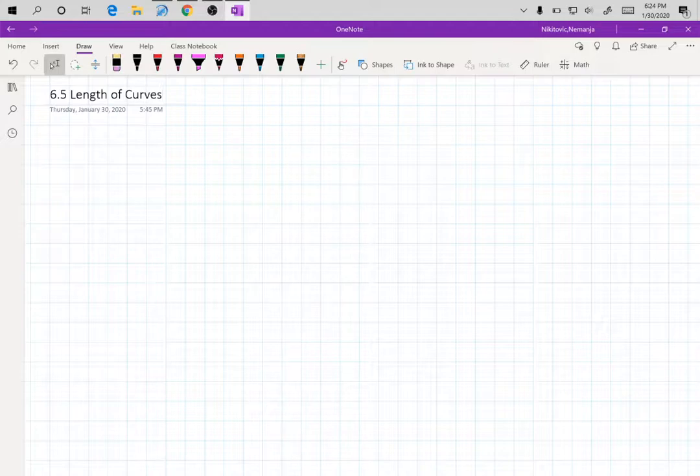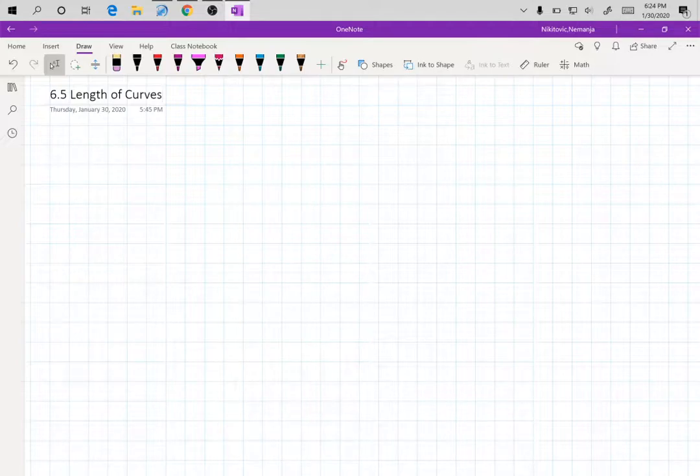Hello and welcome back to Calculus 2, section 6.7 on length of curves. 6.5, length of curves. We can just edit that later.